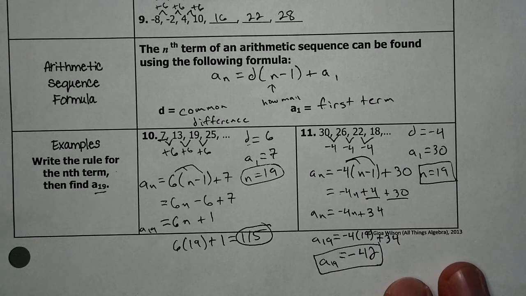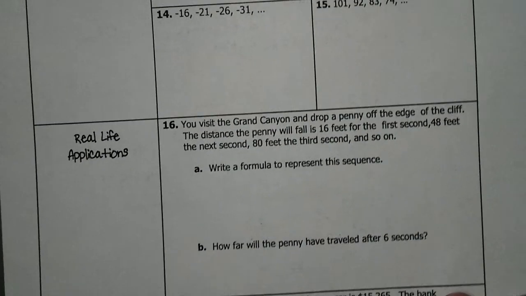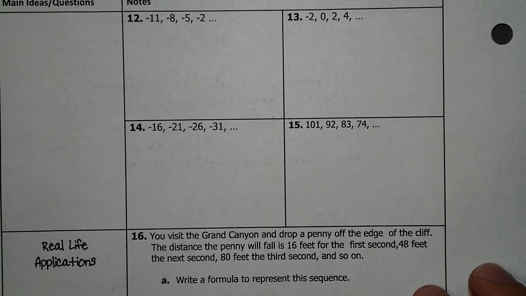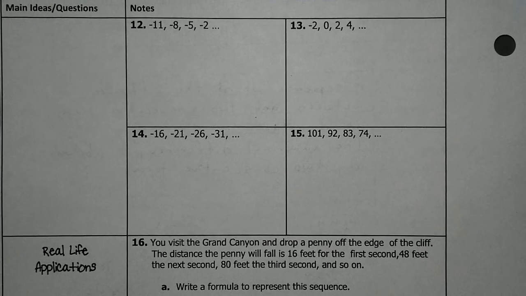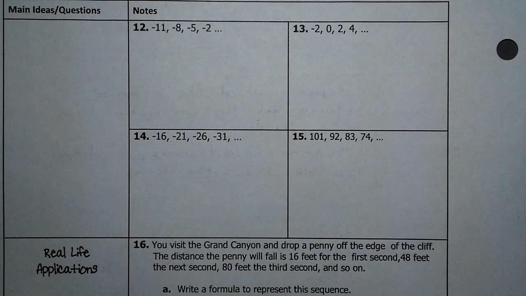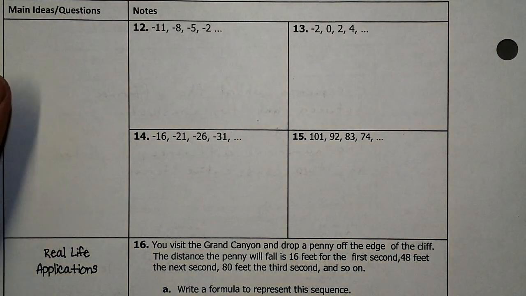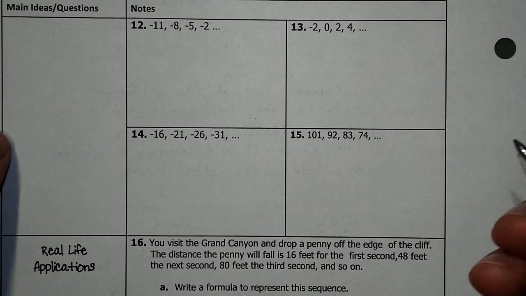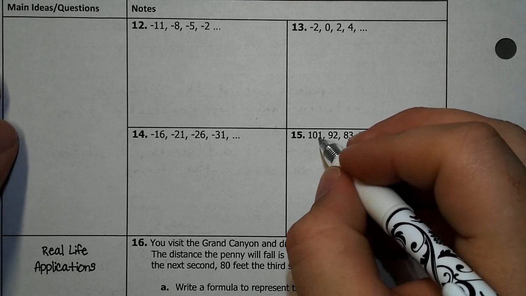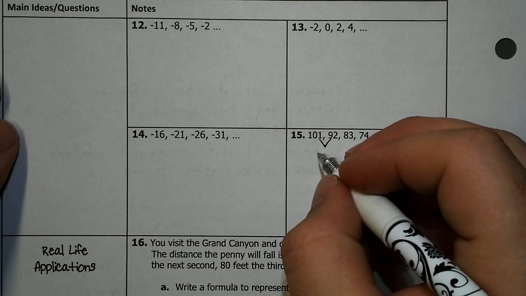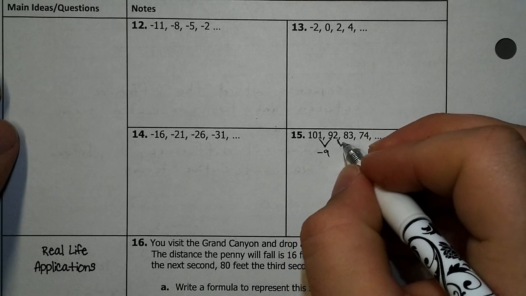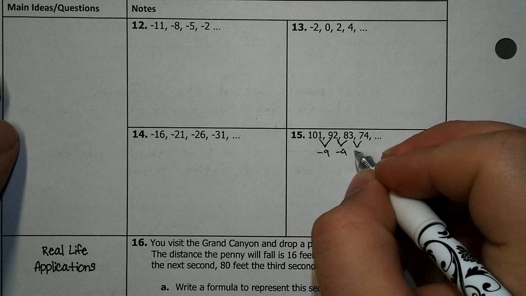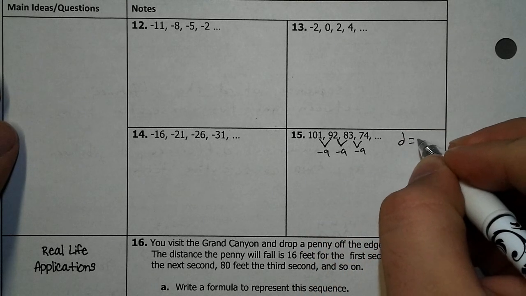All right, let's flip over to the back. We've got a few more. I'll do one more with you guys, and then I'll show the answers for the next 3. Let's do number 15 together. So from 101 to 92, that's down 9. This one is down 9. This one is down 9. So there's our common difference, negative 9.